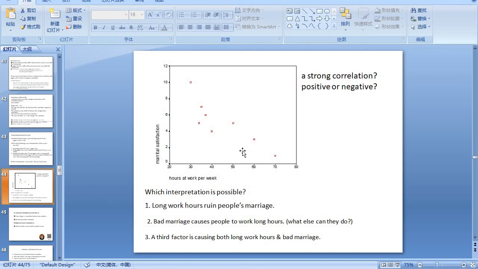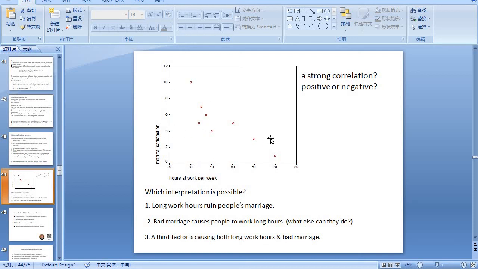You survey a sample of people. For each person, you measure two values. One value is work hours. How many hours do you work per week? Some people work long hours, 70 hours a week, and that's a lot of work. Some people work only part-time, only 30 hours a week.